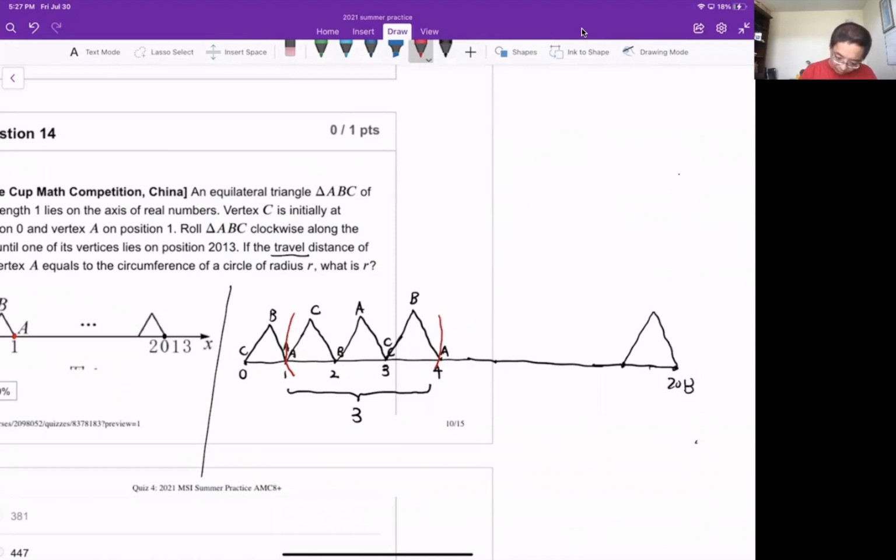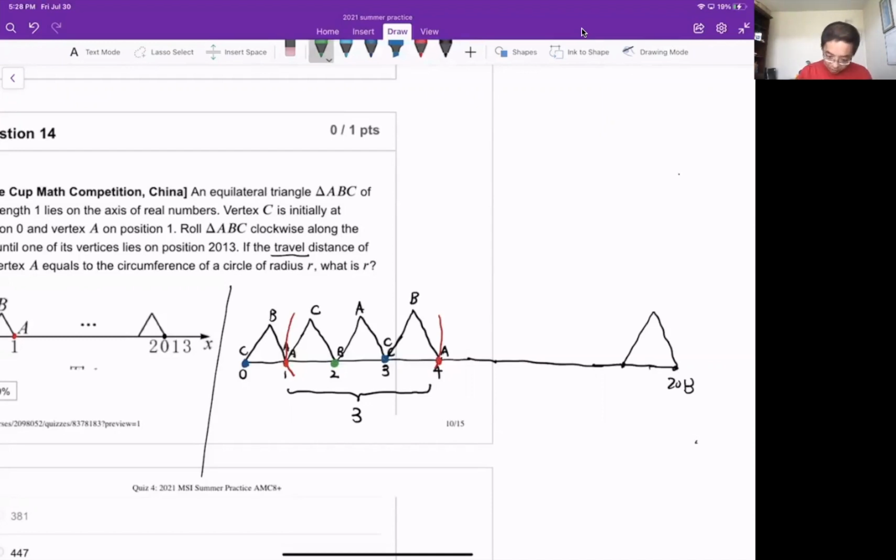Let's look at the positions of the vertices. C corresponds to 3, if it has a 0. The position of C is divisible by 3. If you look at the position of A, it's 1 and then 4. That means for all the positions of A, when divided by 3, the remainder is 1. And then B will be 2, and of course the next one will be 5. So the position of B when divided by 3 has remainder 2.